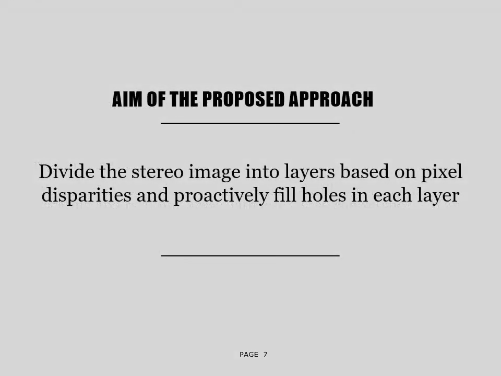So let's start discussing the proposed approach. The main aim of this approach is to divide the stereo image into layers based on pixel disparities and proactively fill holes in each layer. So here we are potentially moving the hole filling stage to a pre-processing step and already dividing the image into multiple layers, figuring out where the holes could exist in each layer and already filling them before the user is manipulating them in any way to remove an object, move an object, or change the disparities.